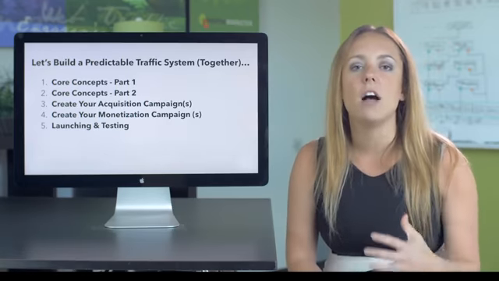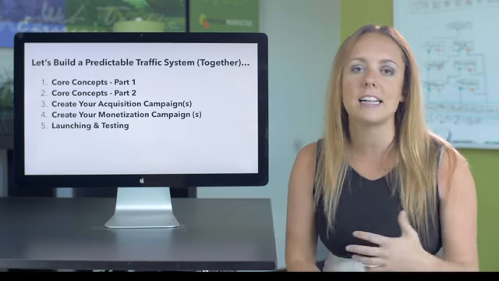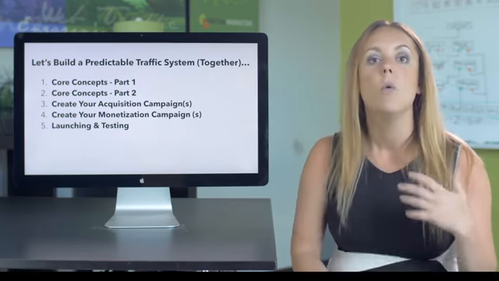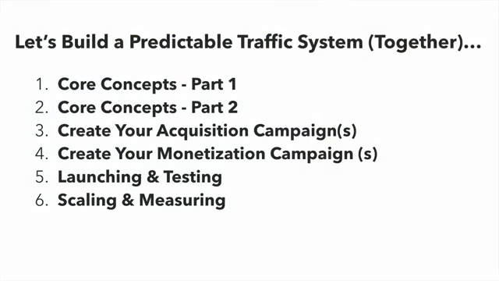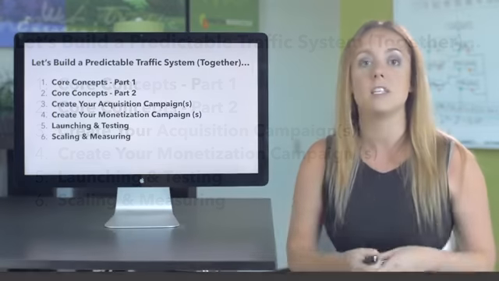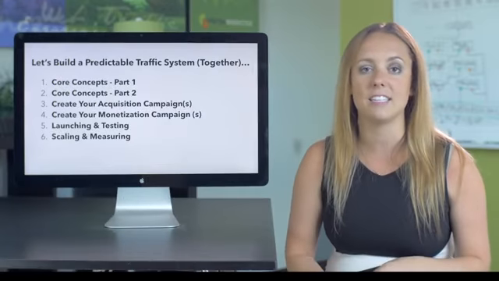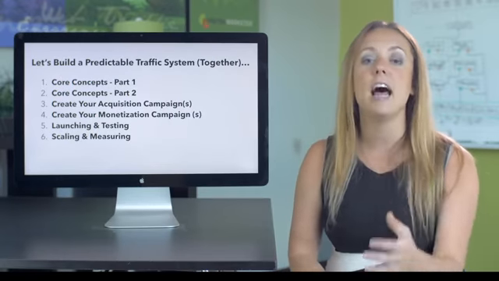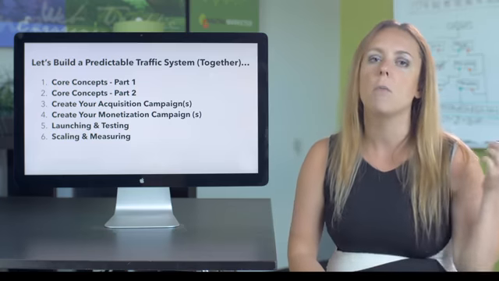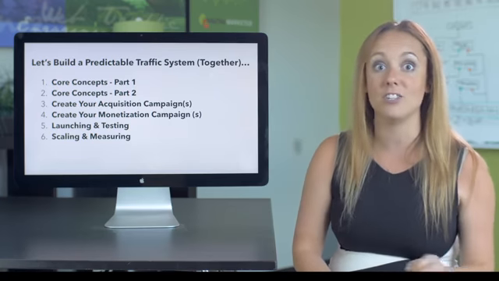Module 5, launching and testing. This will show you exactly how to structure your campaigns, what to test, how to test. Module 6 is about scaling and measuring. We have an Excel document in there with formulas that you can use to help forecast the success of your campaign and to help troubleshoot and figure out where your biggest points of optimization are.